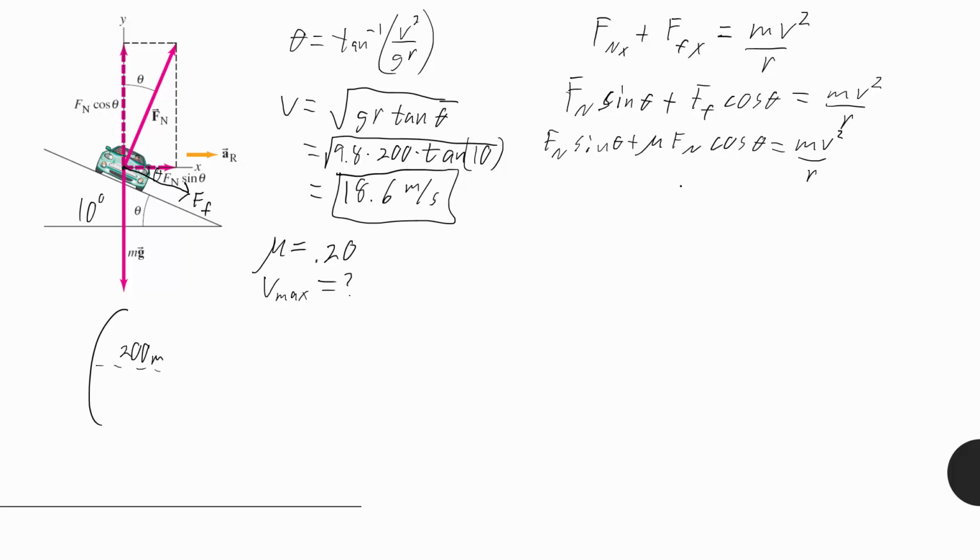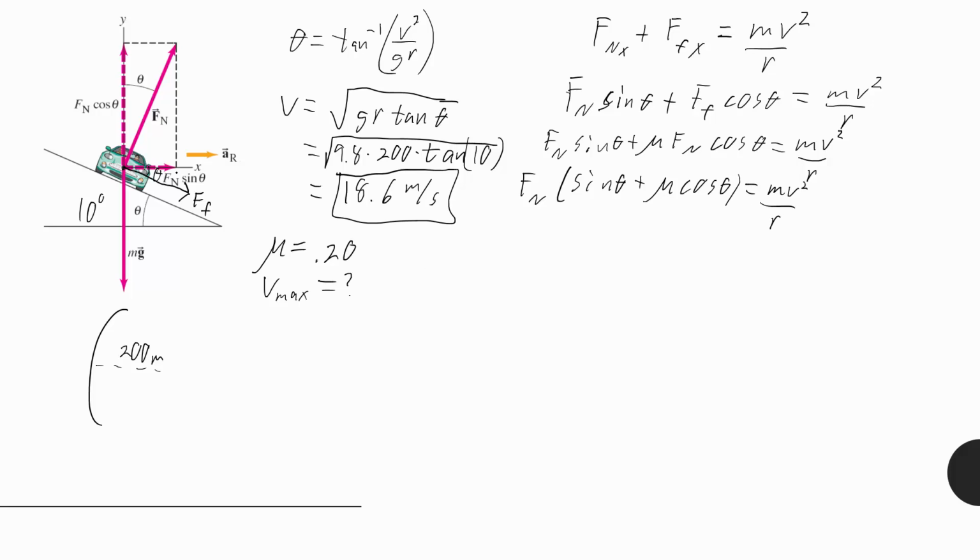In this case, we don't know the mass of the car. We don't know the normal force. We do know mu and we know theta and r, but we're not going to be able to get v just yet. I might as well factor out a normal force here. So one more step. Normal force times sine theta plus mu cosine theta equals mv squared over r.